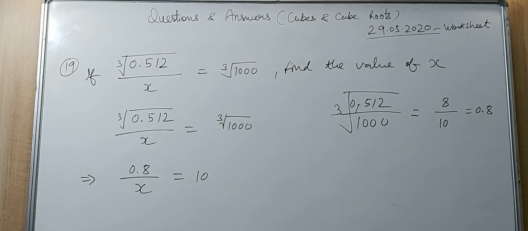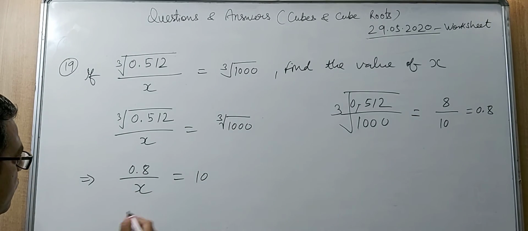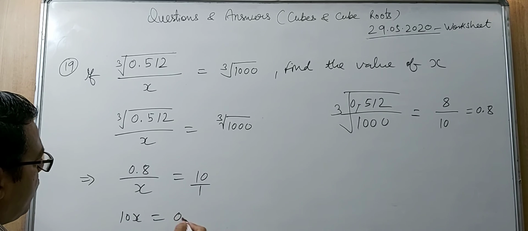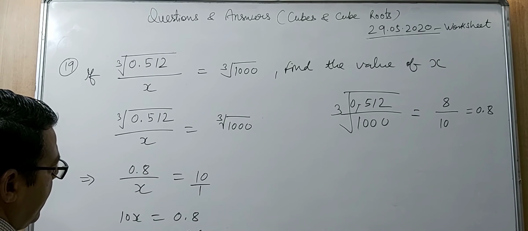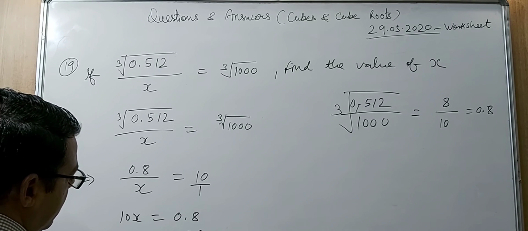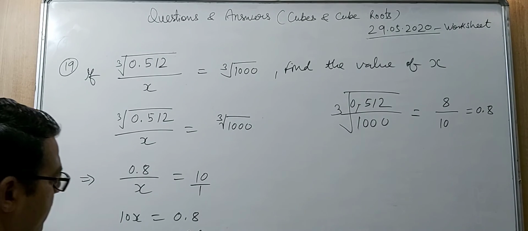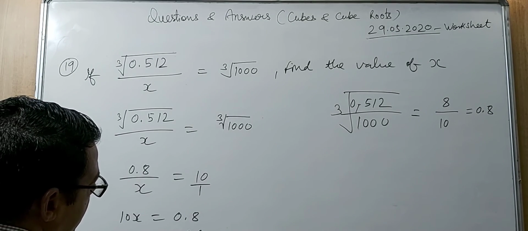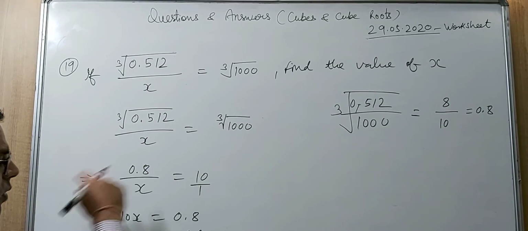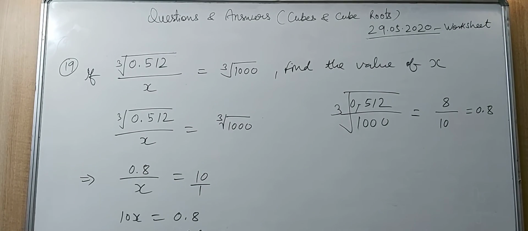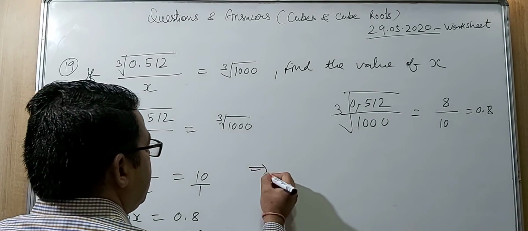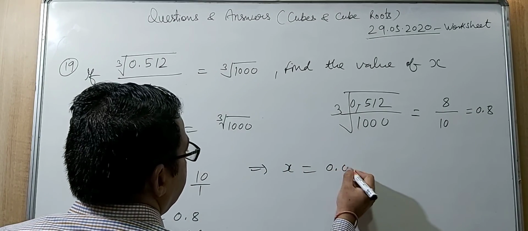Right? Now after cross multiplying, what we have is, if you put 1 here, 10x equals 0.8, and x equals 0.8 by 10. It means we can write it now as 0.08. We need to shift the decimal point one place to the left if we are dividing by 10. So 0.08. So the value of x is 0.08.